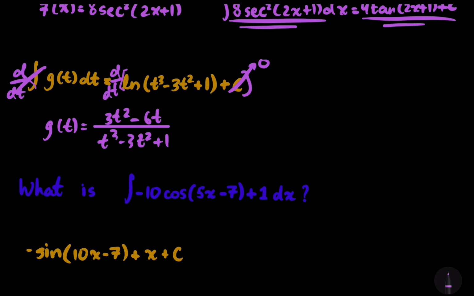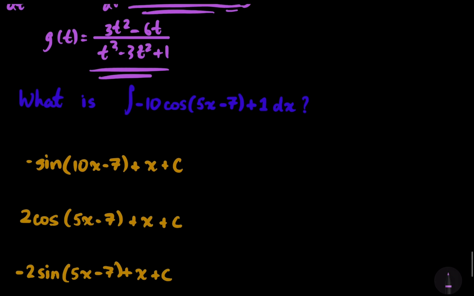Essentially, if we were to integrate this rational function, that is, take the antiderivative of this function, then we should end up with the natural log of t cubed minus 3t squared plus 1 plus c. Never forget that plus c, because that does make a difference when you are taking antiderivatives.